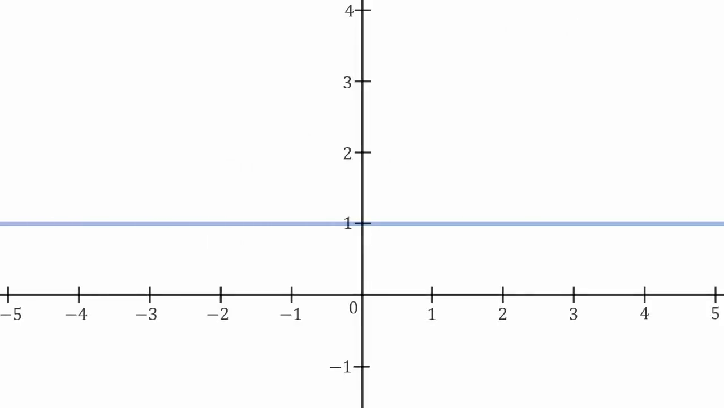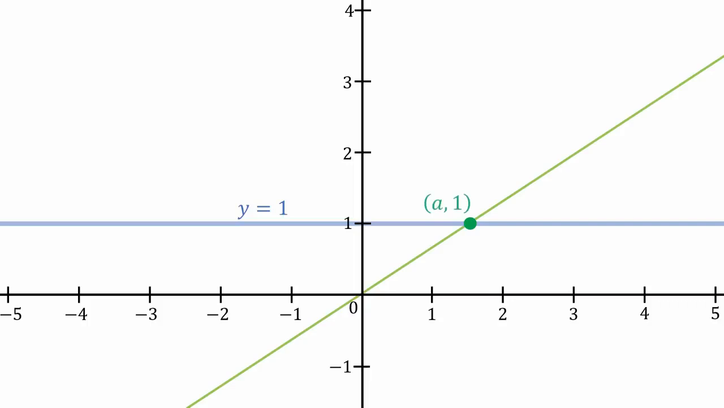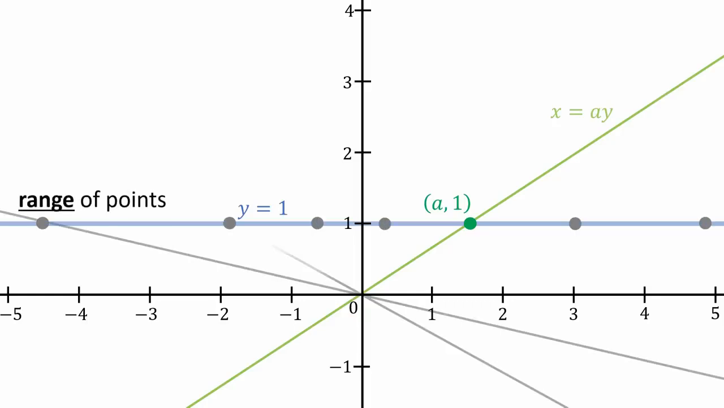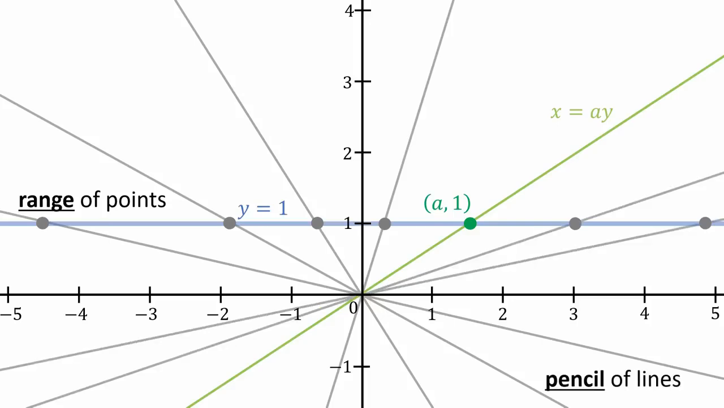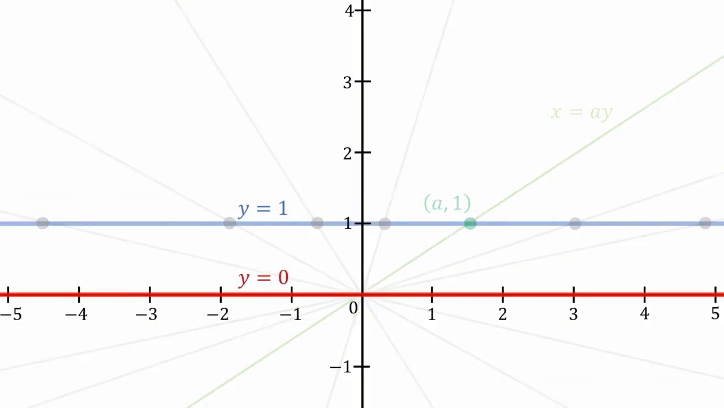We need to embed our one-dimensional line into a two-dimensional plane, so we'll place it at y equals 1. Now every point on the line can be paired with a line through the origin. If the point is a,1, then the equation of the line is x equals ay. This gives us a one-to-one correspondence between the set of all points on the line, called a range of points, and the set of all lines through the origin, called a pencil of lines. Well, almost. There's actually one line that can't be reached this way, the horizontal line y equals 0.